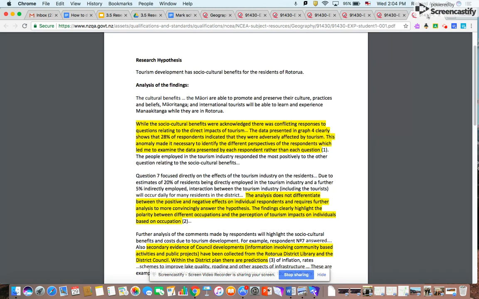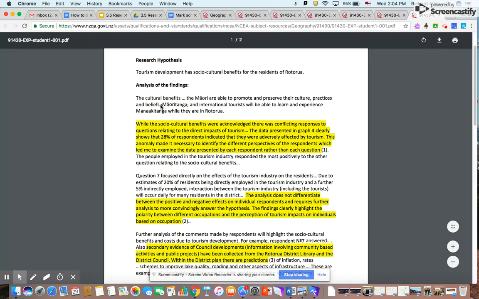Here's an excellence exemplar. Here's the first one. They've done the tourism has benefits in Rotorua. So this is similar to ours. They've done a research. They've done a questionnaire. So they're talking about the percentage of respondents of their questionnaire. They're talking about they've graphed it. They're talking about different questions. The analysis does not differentiate between positive and negative effects. So you can see the wording in here is very good.